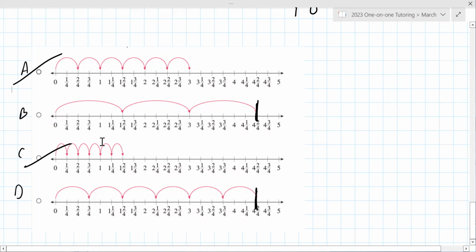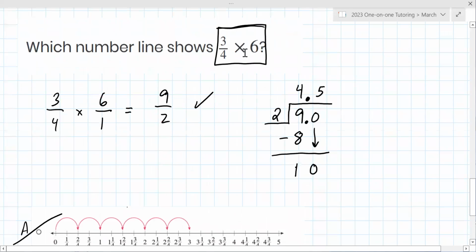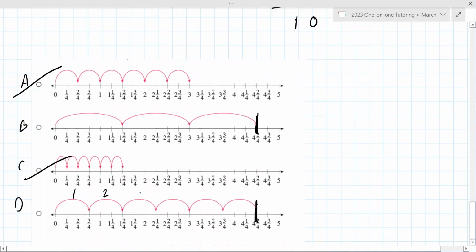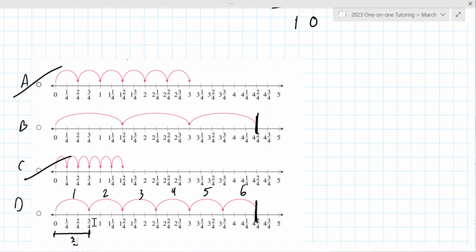Now I can't really speak to why they're doing this, but the one with 6 is what they're looking for. See how there's 6 of these, and they're each 3/4 in width. Okay. Any questions on that?